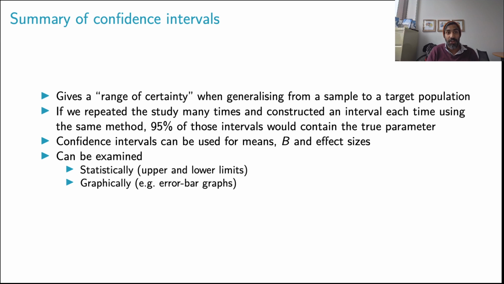So what's the summary of confidence intervals? It gives a range of certainty when generalizing from a sample to a target population. If we repeated the study many times and constructed an interval each time using the same method, 95% of those intervals would contain the true parameter. That's what a confidence interval means, right? Confidence intervals can be used for means, betas, and other effect sizes as well. Means and betas are effect sizes as well. They can be examined statistically using upper and lower limits, or graphically using error bar graphs.